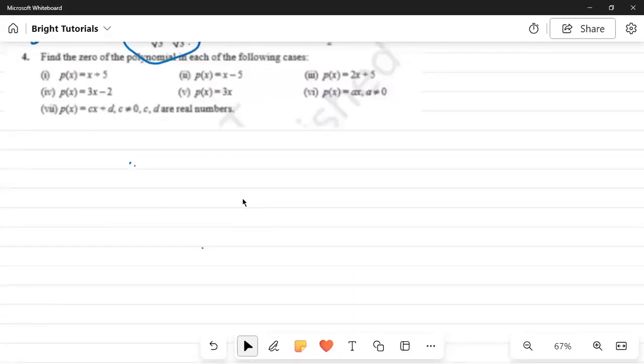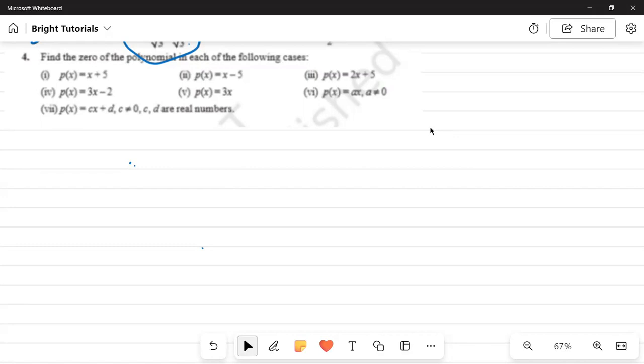Now, in question number 4, we have to find the zeros of the polynomial. In question number 3, we have to check whether these are the zeros of the polynomial or not. We will see that by putting the value into the polynomial: if the value of the polynomial comes out to be 0, then that will be a zero, otherwise it will not be a zero. But in question number 4, it is not asked whether this is a zero of the polynomial or not. It is asked to find the zeros of the polynomial. For finding the zeros of the polynomial, we have to put the polynomial equal to 0.